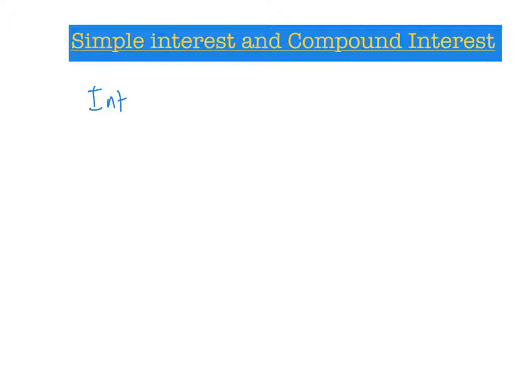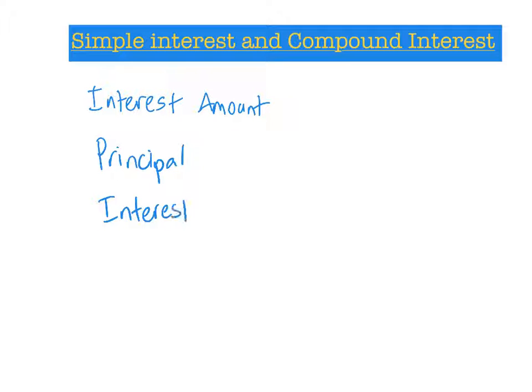First is interest itself, or we should say the interest amount. This is normally in dollars, or for Australia it's dollars. We have the principal amount. We have the interest rate, which is expressed in a percentage. And we also have time. So the abbreviations for this normally are I for interest, P for principal, R for rate, and T for time.